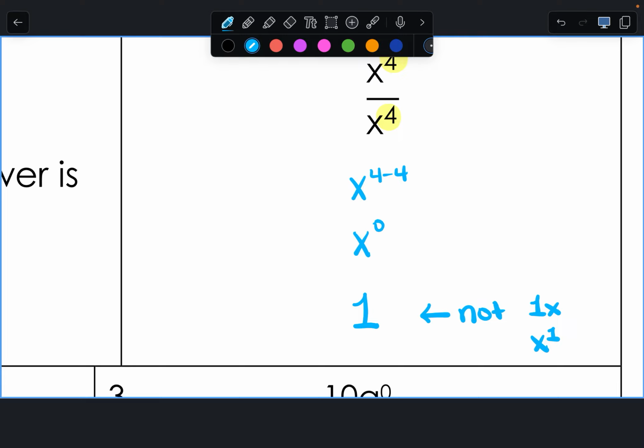It is not to be confused with 1x or x to the power of 1. It's just the number 1. It's literally just 1. But anything multiplied times 1 is what? Itself. 1 times anything is itself.